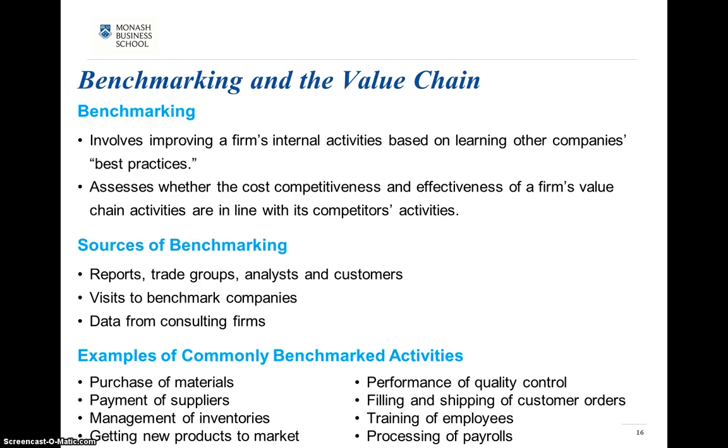So it involves assessing whether the cost competitiveness and effectiveness of a firm's value chain activities are in line with its competitors' activities. Do we do things better? Do we do things worse than our competitors in each of these respective value chain activities? And if we do them worse, how can we use the best practices of our competitors to improve ourselves? How do we gain the information necessary for benchmarking?